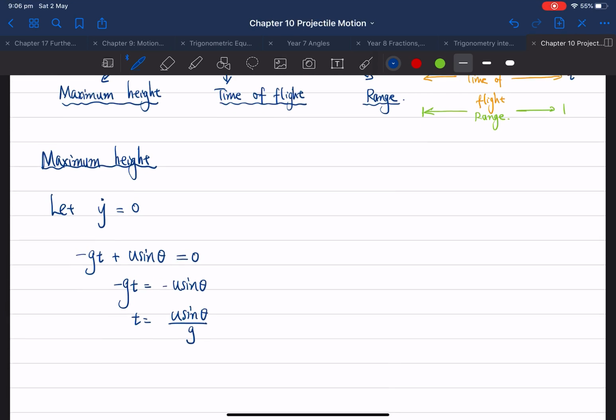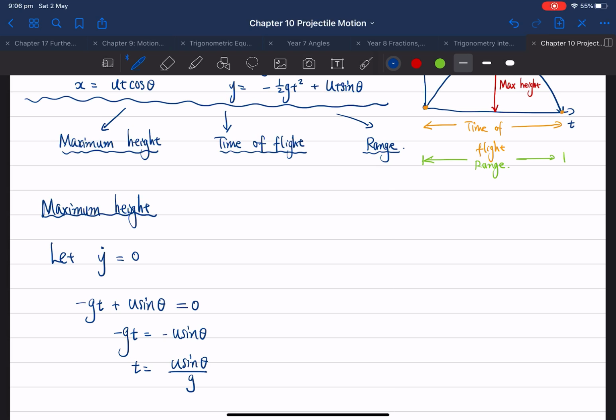Now, once you finish that, we need to find the maximum height. Then what we are going to do is substitute t equals u sine theta over g into the vertical displacement equation to work out how high it goes. So y is equal to negative half g t squared, and yes, we're going to square that. It's going to be a bit crazy with the calculation, plus u sine theta times t.